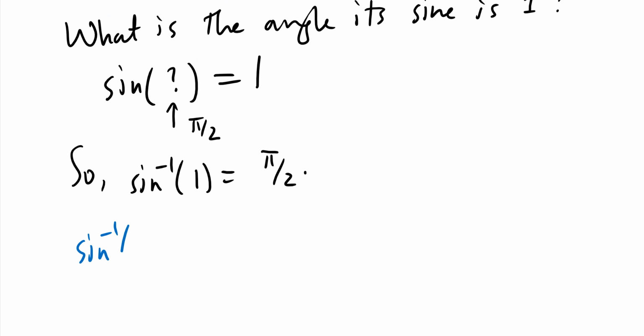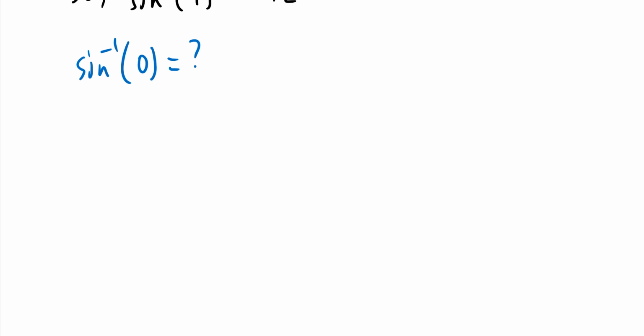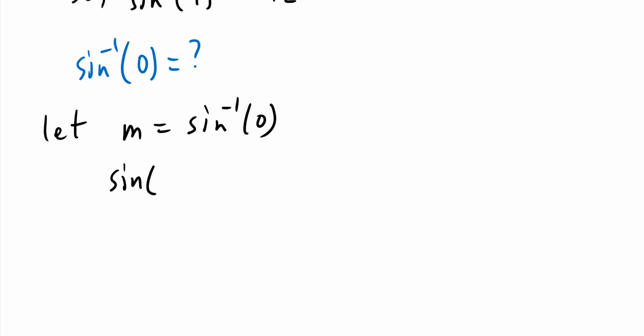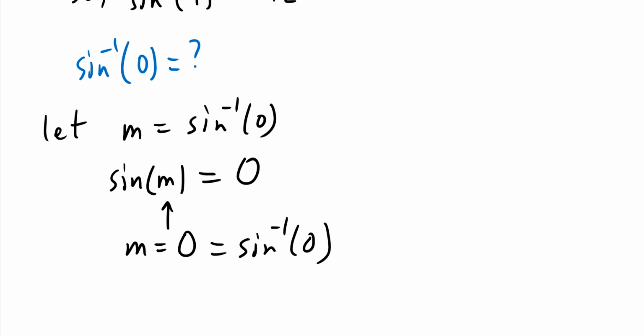Other examples, let's say sine inverse of 0. Which angle has sine 0? There are many ways. If you like, you can write this way: let m equal this, then sine m, by definition, is 0. So what is m? M is 0. So sine inverse of 0 is 0. The angle whose sine is 0 is angle 0, 0 degrees.